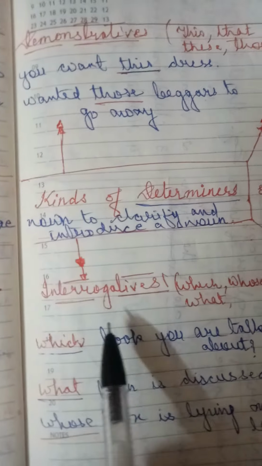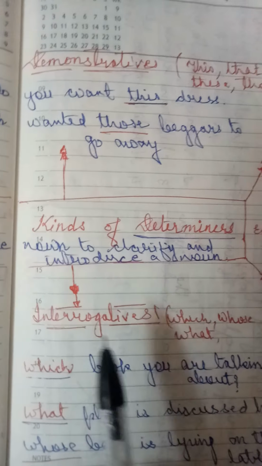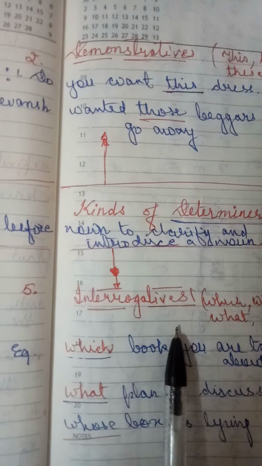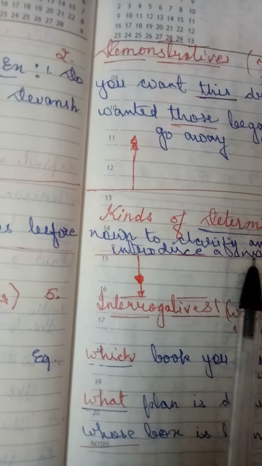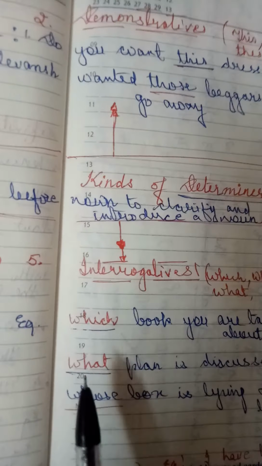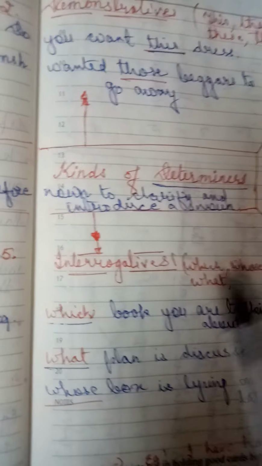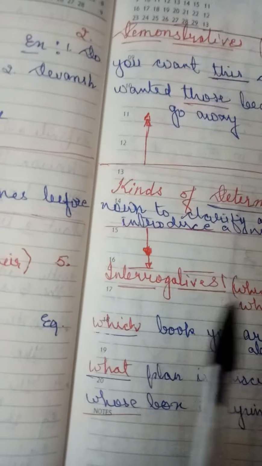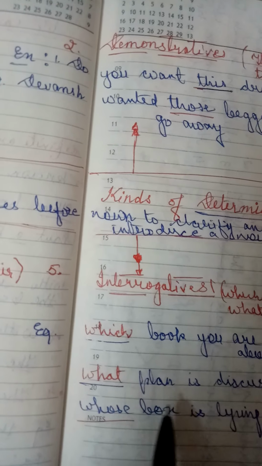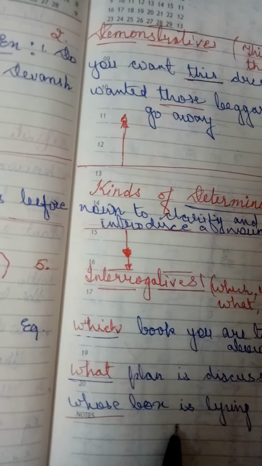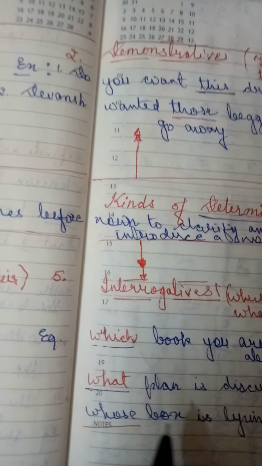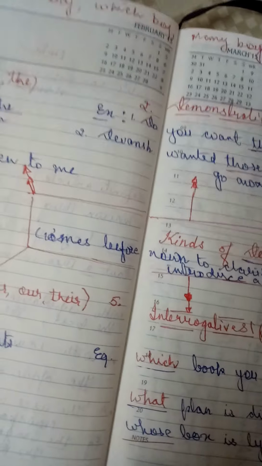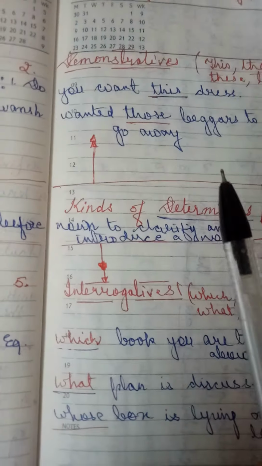Now see, the interrogatives are also part of determiners, because interrogative adjectives also clarify the noun. See, which book are you talking about? Here book is a noun, and I'm asking which book you are talking about. What plan is discussed here? Whose box is lying on the table? Whose box, what plan, which book, which pencil, whose article, like this when we say. So these are examples of determiners.